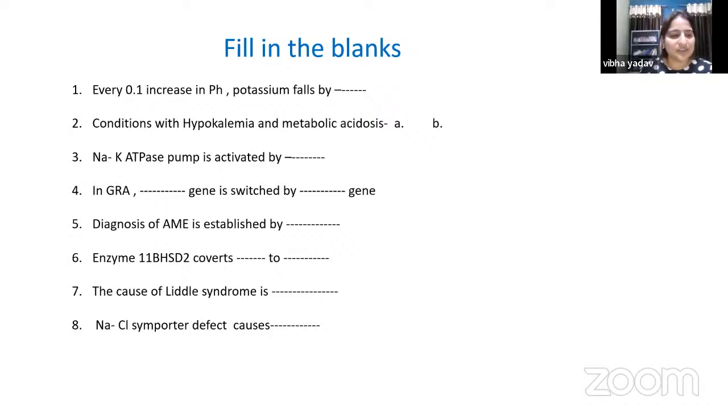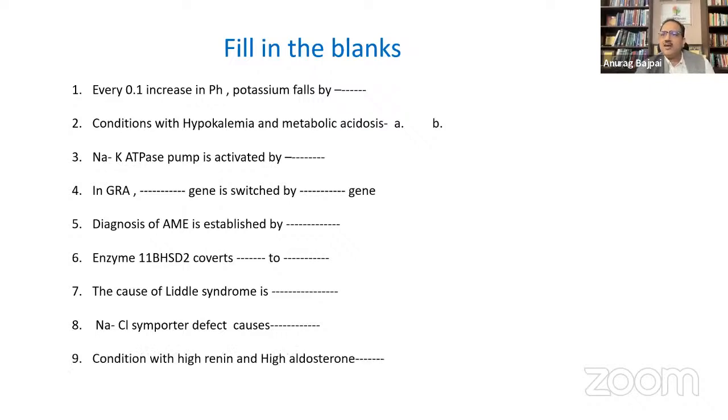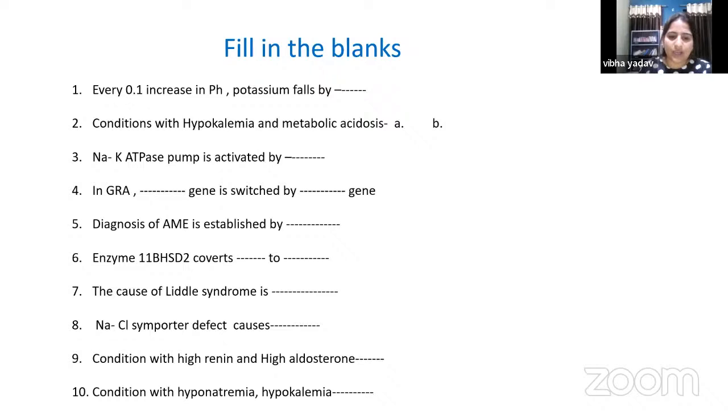So any further questions, or are we finished? There is one last condition with high renin and high aldosterone. Generally, we get low renin and high aldosterone. So there is a condition that causes high renin and high aldosterone. Dr. Rajiv has mentioned RAS, so renal artery stenosis. Correct, definitely.